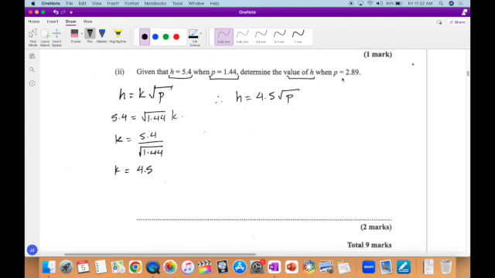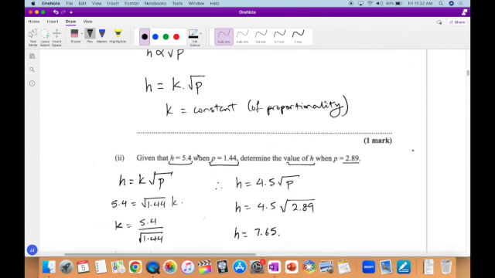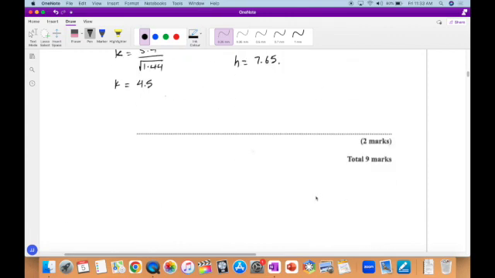Determine the value of h when p is that. So therefore h will be 4.5, which is k, multiplied by the square root of 2.89. So h will be the square root of 2.89, which is 1.7, multiplied by 4.5, which is about 7.65. And do they have units? No, they didn't use any kind of units, so we will not use any kind of units either.